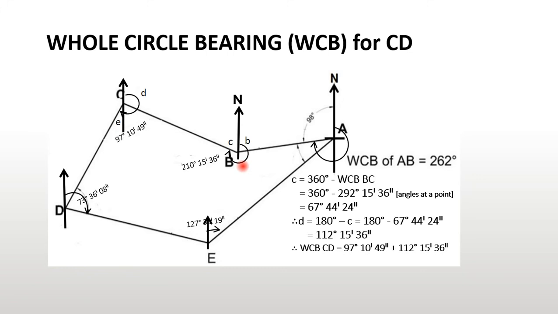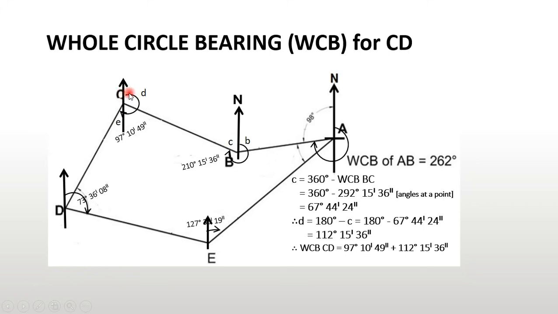In order to determine the whole circle bearing for CD, that is from the north, in all the lines, the arrows indicate the direction of the north, or the position of the north, though I haven't indicated it in other lines. So where we have the arrow, that's where the north point is.